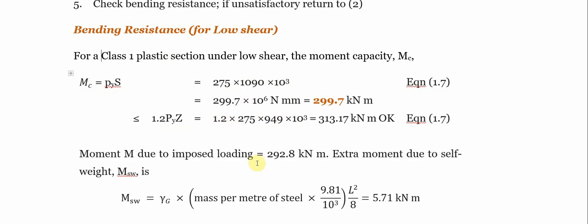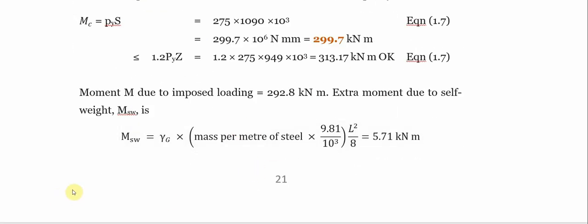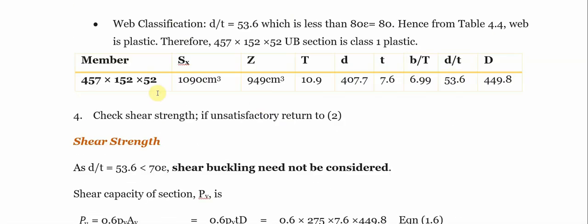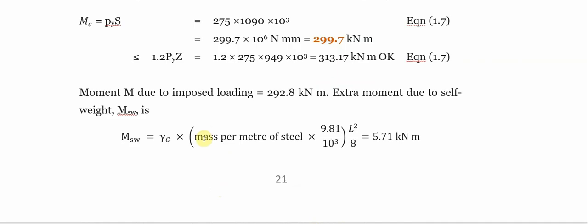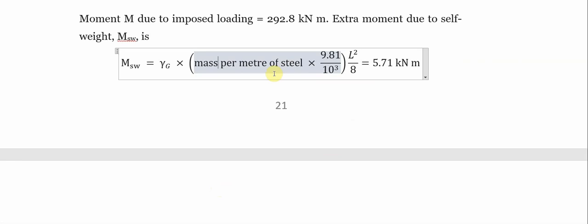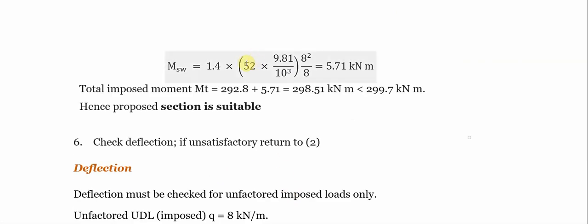Then the moment due to imposed loading, we already know this one. The extra moment due to self weight: we want to calculate the self weight, that's WL. For this steel member, this 52 is the mass of that particular steel that we're going to use in this calculation. Weight is mass times acceleration due to gravity, so the weight is like the force. Applying the factor of safety times the force, we have this.